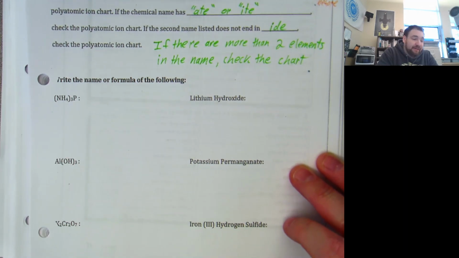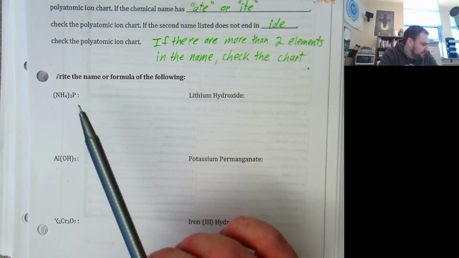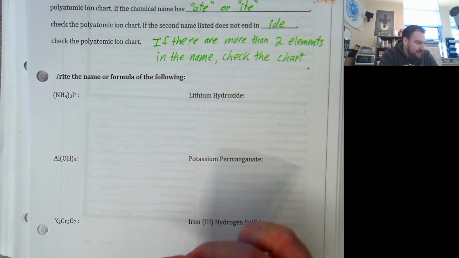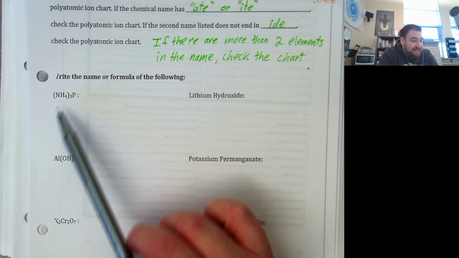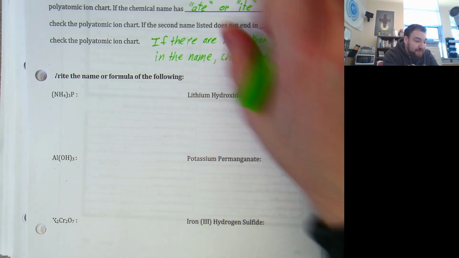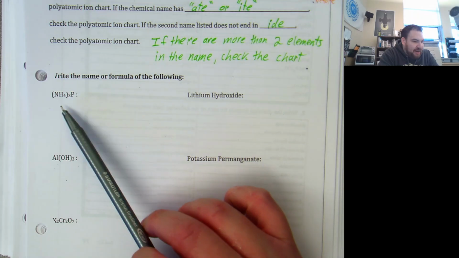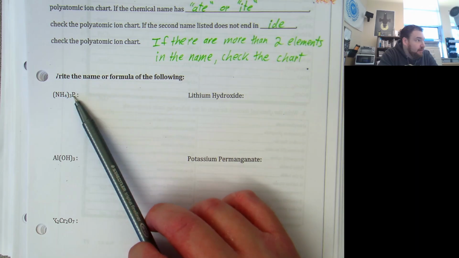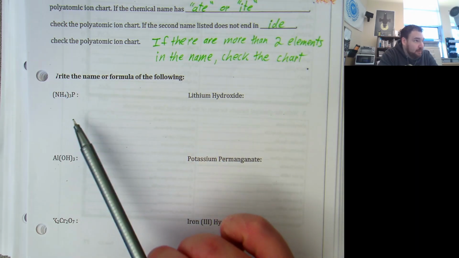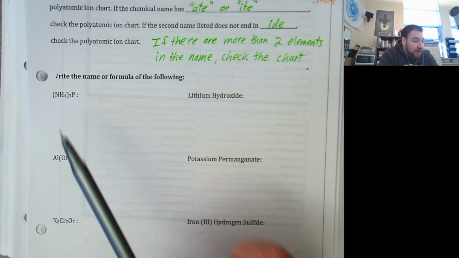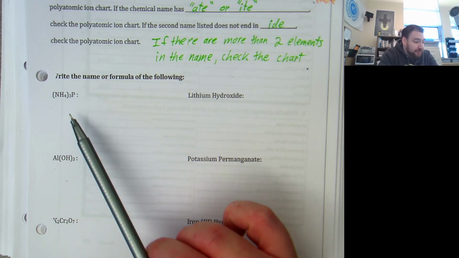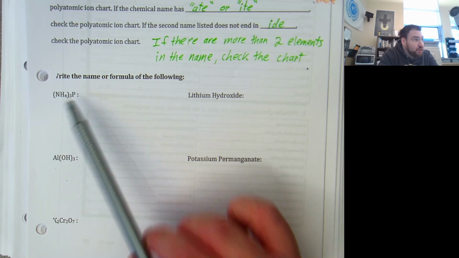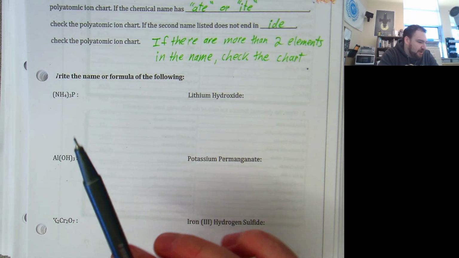So, let's name and formula right here. I've got examples. So these 6 are going to be examples of what we just talked about. I've got (NH4)3P. I want to name that thing. Well, there's 3 elements there. There's N's, there's H's, and there's P's. As soon as you see more than 2, check the polyatomic ion chart.